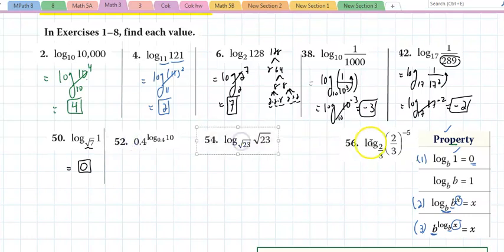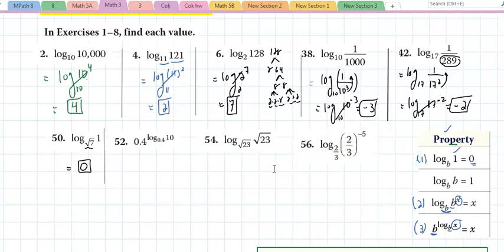And if I look at number 52, I notice that this is using property 3. I notice this is an exponential. The base is 0.4 and it happened to be the exponent is a log with the same base. They undo each other and you're left with a 10. A lot of teachers don't like this crossing that I'm doing, but it's all good.